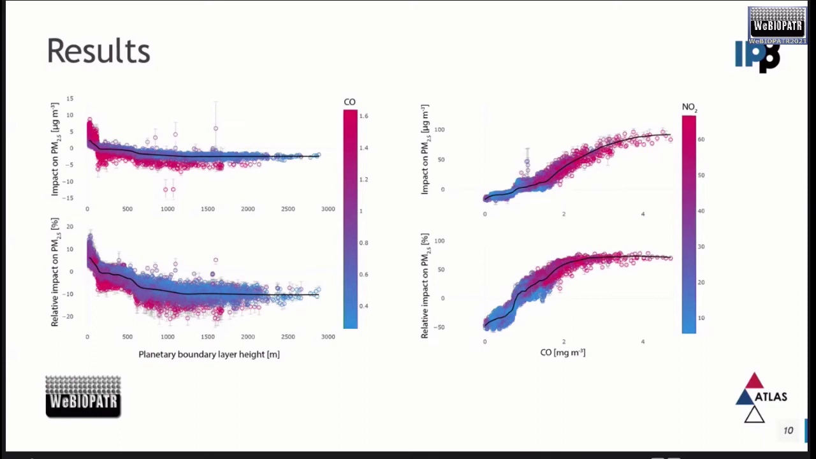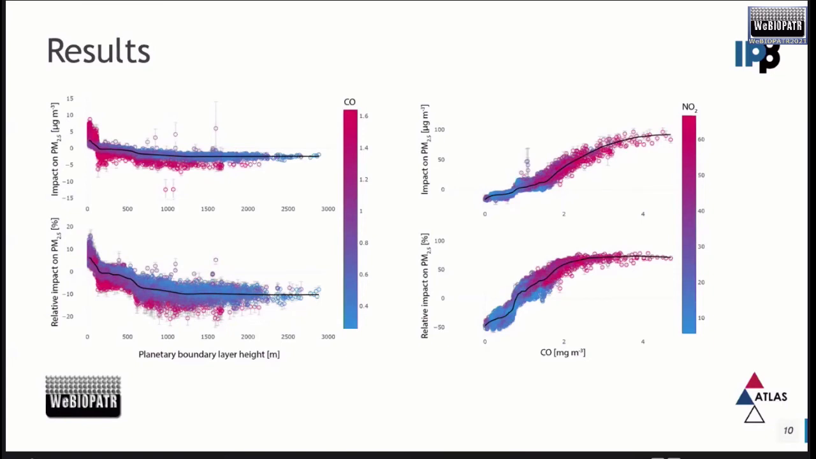For boundary layer heights from 100 to 500 meters, it can be considered that its change does not greatly affect the dynamics of suspended particles, while from 500 meters, with increasing height, the concentrations of PM2.5 decrease by about 10%.